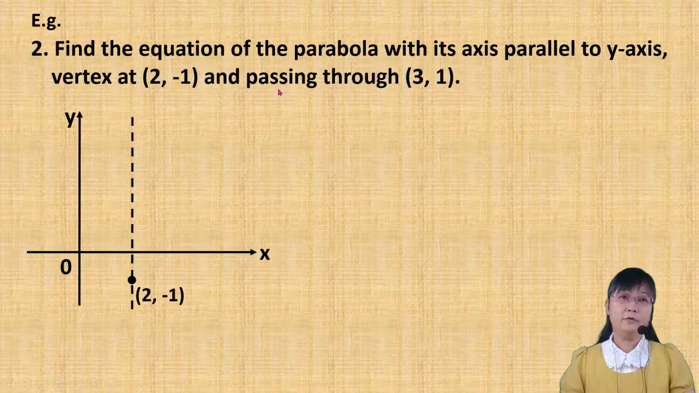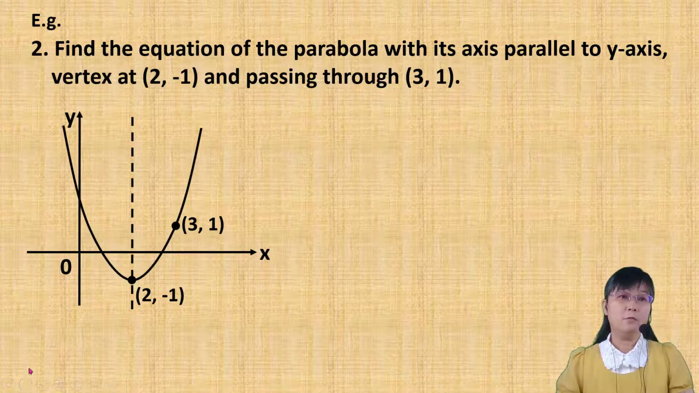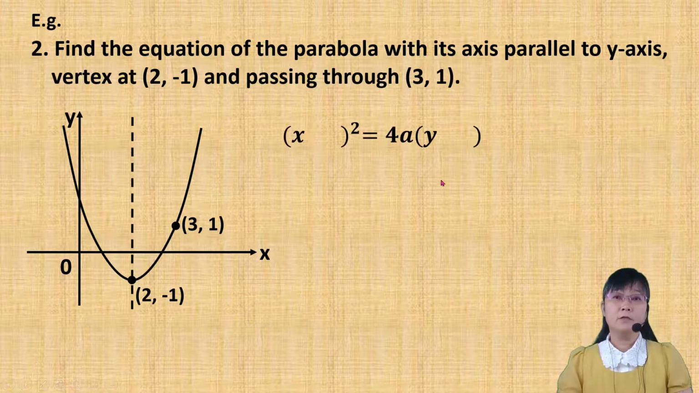From the question, we know that the curve passes through the coordinate point (3, 1). So if the curve passes through this point (3, 1), it means the parabola is a curve that opens upwards. Because if the parabola opens downwards, the curve does not pass through this point. So now this is the graph of the parabola. Since this is a vertical parabola and parallel with the y-axis, the linear term is y here.